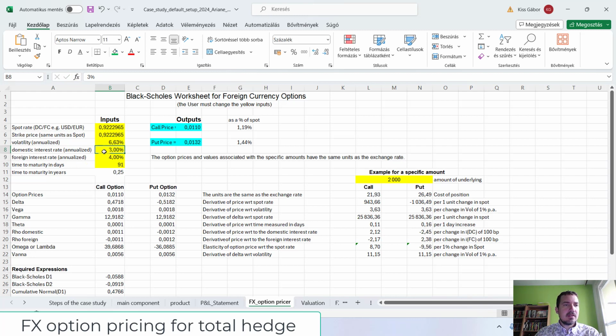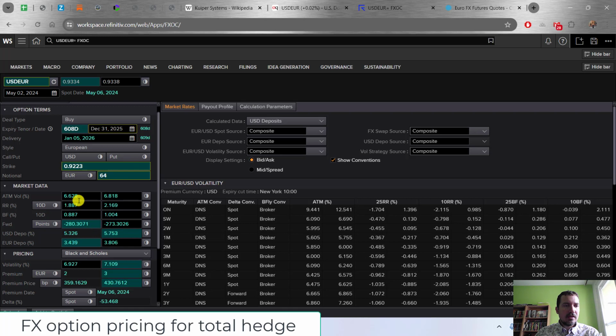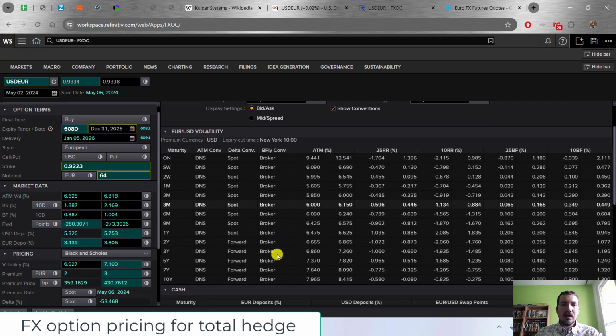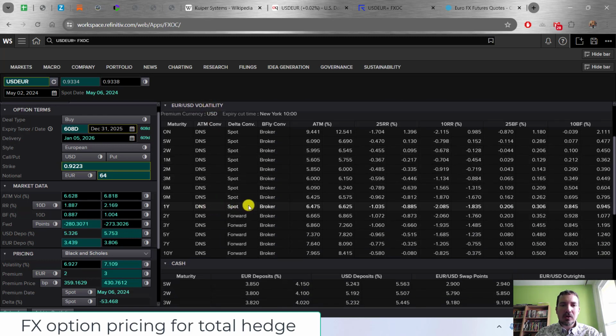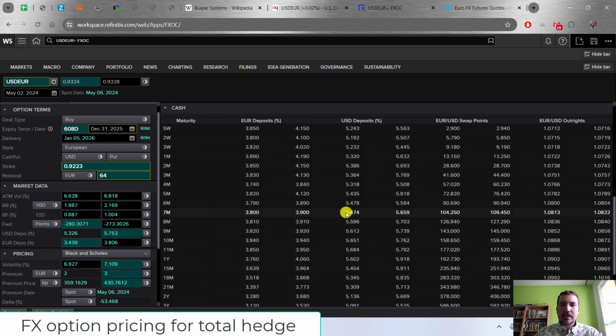Okay, domestic interest rate, so interest rate in euros. Oh, and also we have volatility for a hedge. Okay, guys, this is much better. Okay, so deposits, interest rates. Then we should just check 1 year. Let's have the highest, so 4%.